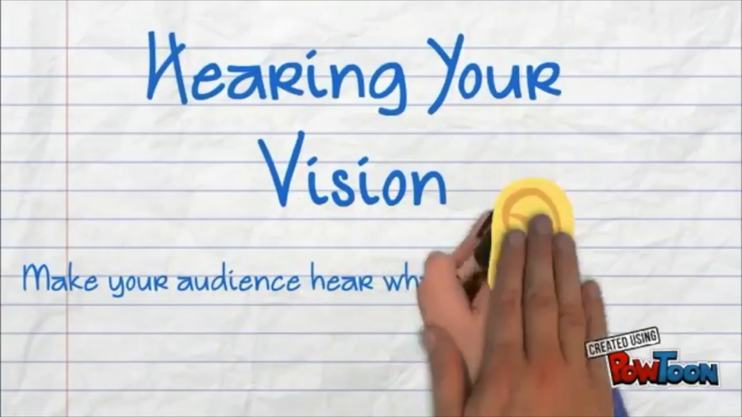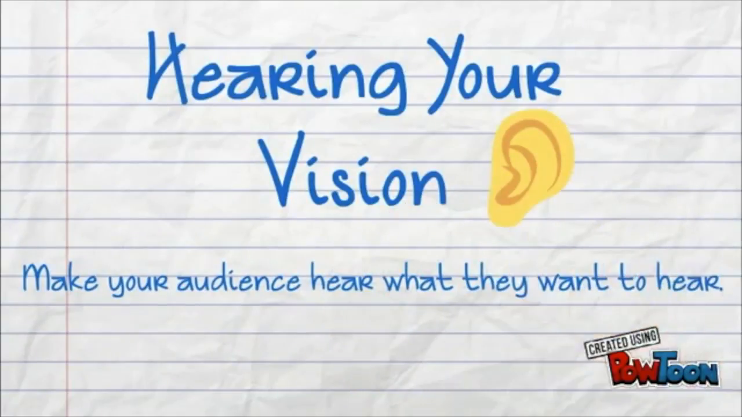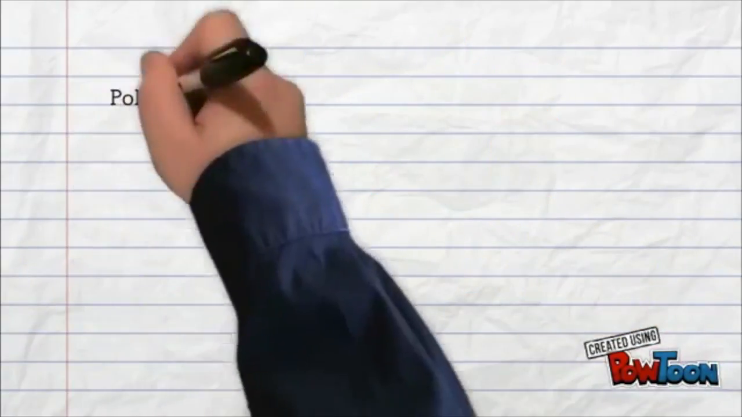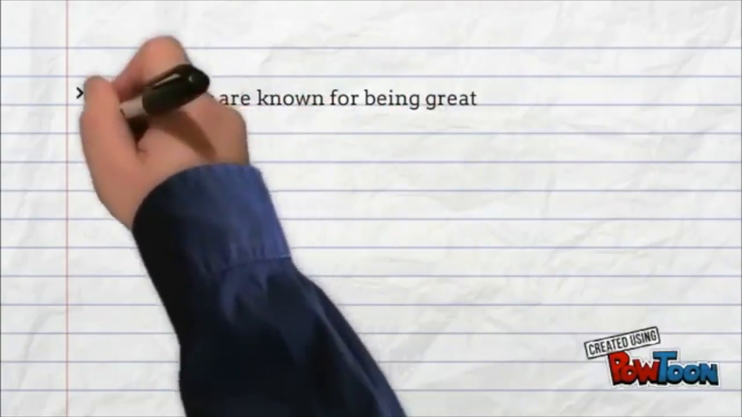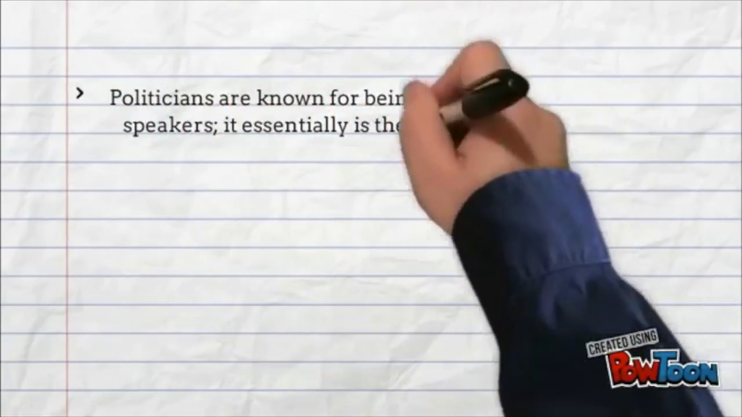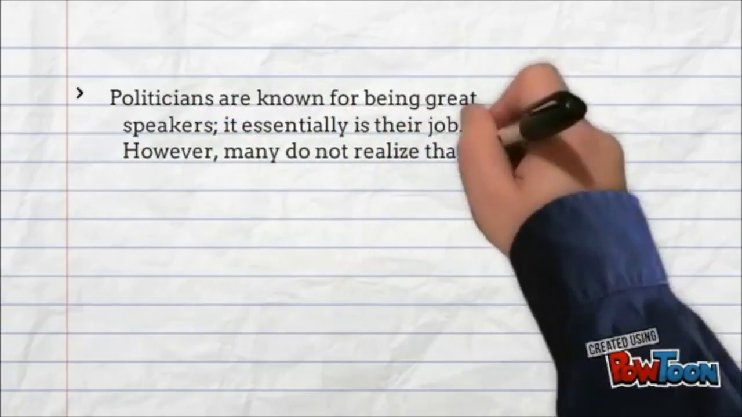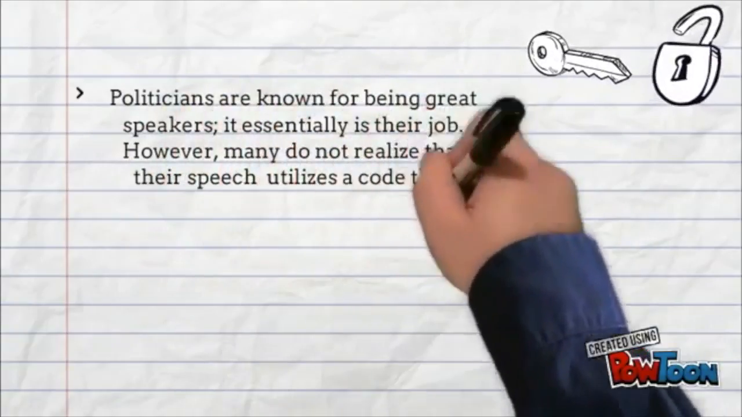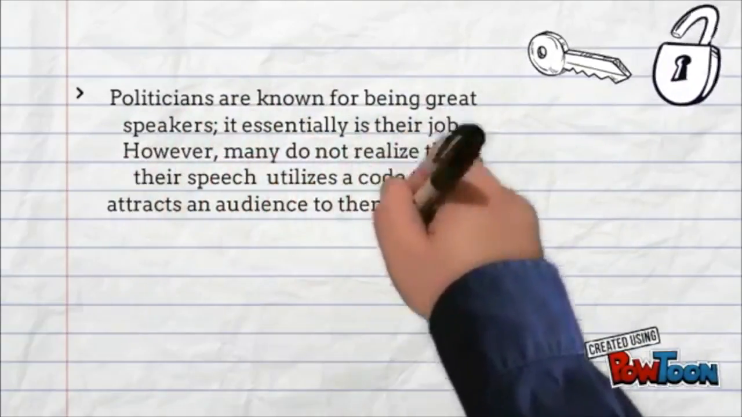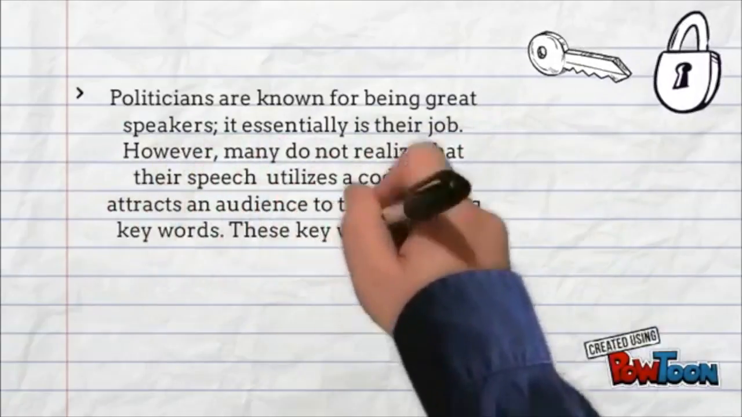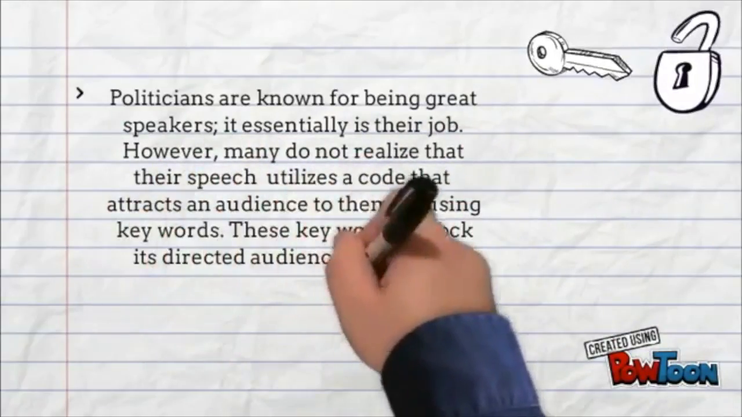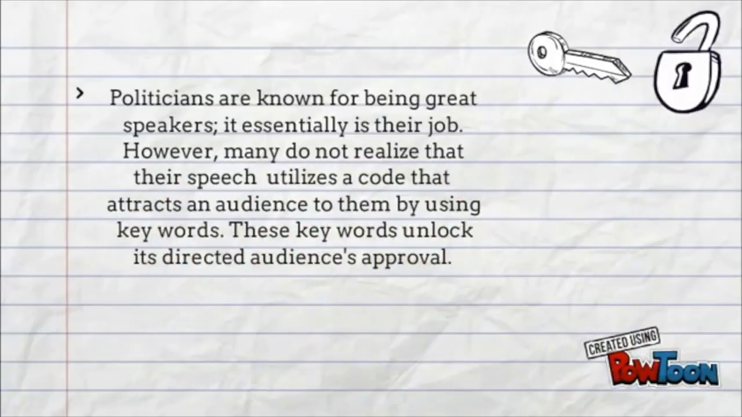Hearing your vision. Make your audience hear what they want to hear. Politicians are known for being great speakers. It essentially is their job. However, many do not realize that their speech utilizes a code that attracts an audience to them by using keywords. These keywords unlock its directed audience's approval.